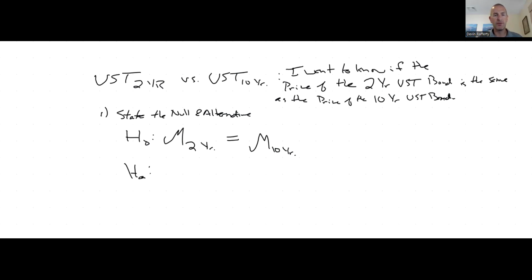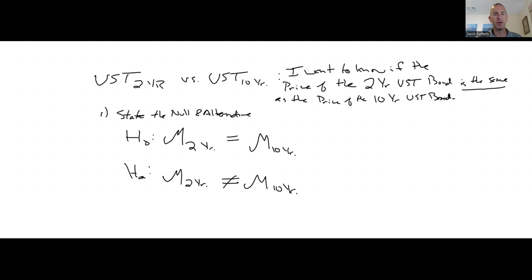Against the alternative, right? So I just want to know, is the average of the 2-year the same as the average of the 10-year? Is it equal to? That's all I care about. Against the alternative, mu 2-year. If the null is equal to, then the alternative is not equal to mu 10-year. Okay.